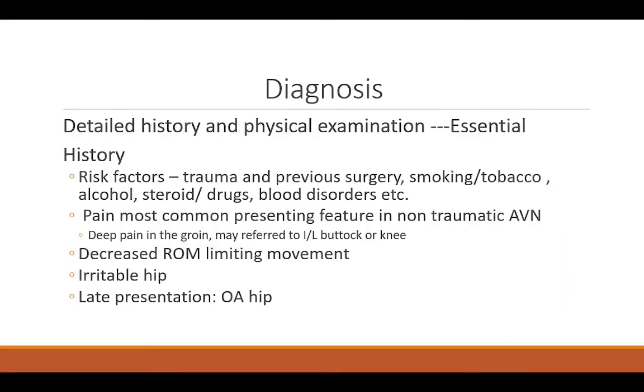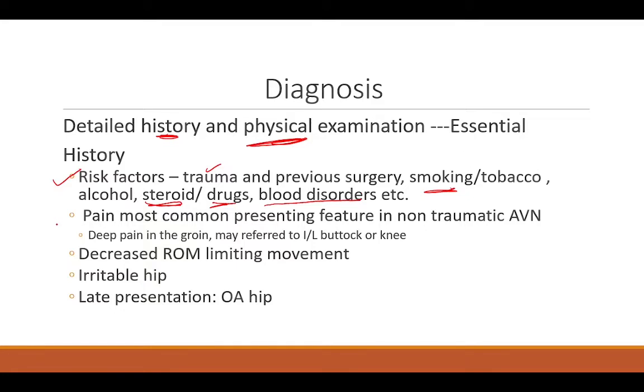The diagnosis includes a detailed history for all risk factors and a thorough physical examination. Risk factors to be taken in history are history of trauma or previous hip surgery, smoking, tobacco, alcohol, use of long-term or high-dose steroids or any other drugs, and association of blood disorders in the patient or in the family.